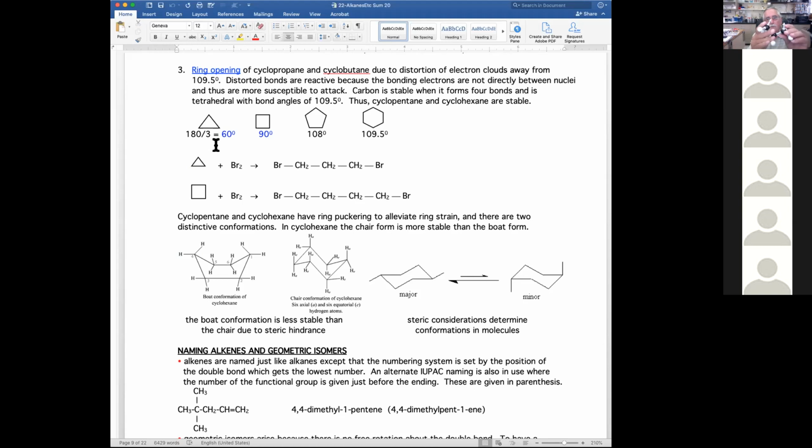If you look at the model, when it's relaxed, it's trying to do 109.5 degrees, right? So you can see that what I have to do is really twist this a lot to make these two bonds line up.